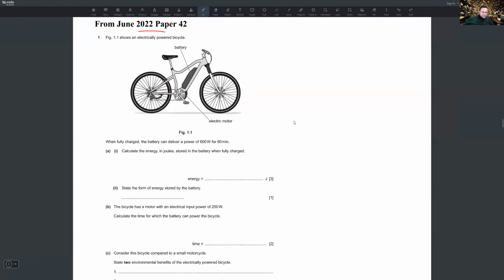This is from June 22. Variant 2. بص بقى بيقول ايه. Let's use the formulas we just learned. When fully charged, the battery, because you have an electrically powered bicycle, and it has a battery. The battery can deliver a power of 600 watts for 60 minutes, maintaining power and time. Calculate the energy in joules stored in the battery when fully charged.